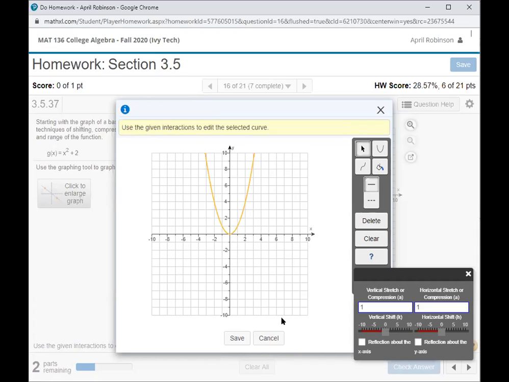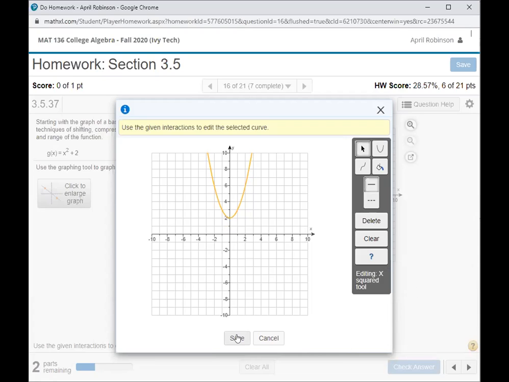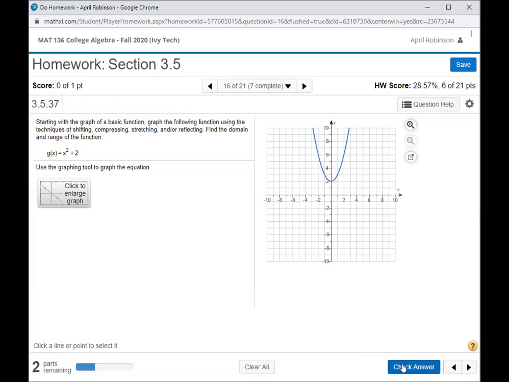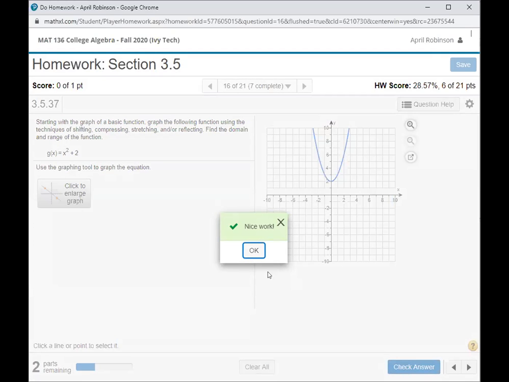And then this little thing popped up, which asks if I want to vertically stretch it, horizontally stretch it, vertically shift, or horizontally shift. This is a vertical shift of 2. They've also got a box to say reflect. All I'm going to do is click on this and move it to 2. Oh, look at that, the graph moved. Did you see that? That's all I need to do. I just shifted it to where it needed to go. Check answer. Nice work.